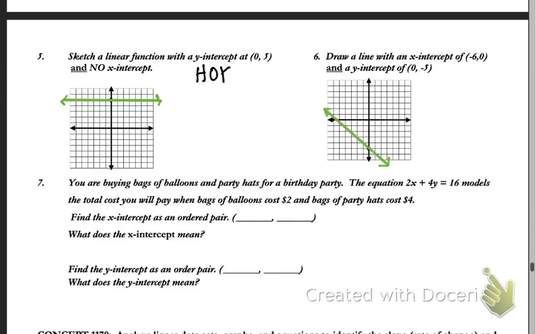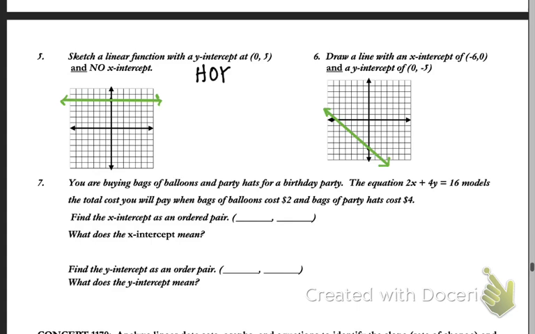Number 6. Draw a line with an x-intercept of negative 6 and a y-intercept of (0, negative 5). So from the origin, I went left 6, plotted a point. From the origin, I went down 5 and plotted a point, and then I connected those 2 points to get the graph that you see on number 6.